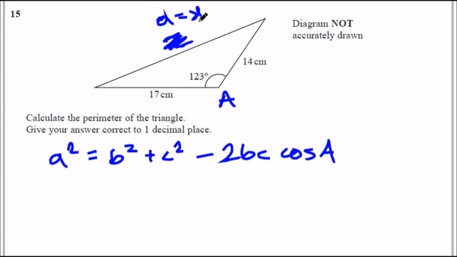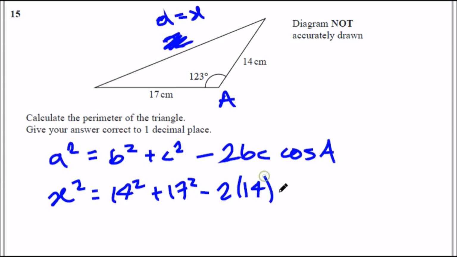Therefore, since a is x, we can say x squared equals b squared, which is 14 squared, plus 17 squared, minus 2 times 14 times 17 times the cosine of 123. And that's it. Now put this all in your calculator and see what you get. You get 14 squared plus 17 squared minus 2 times 14 times 17, cos 123, please in degree mode. So you should get x squared being 744.